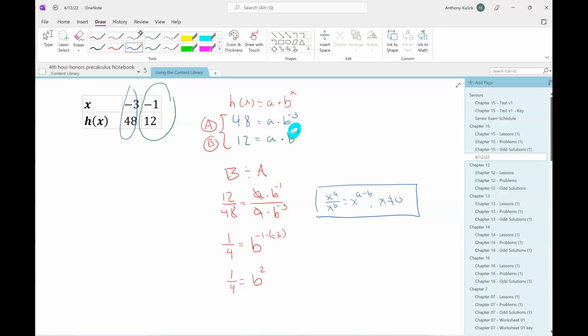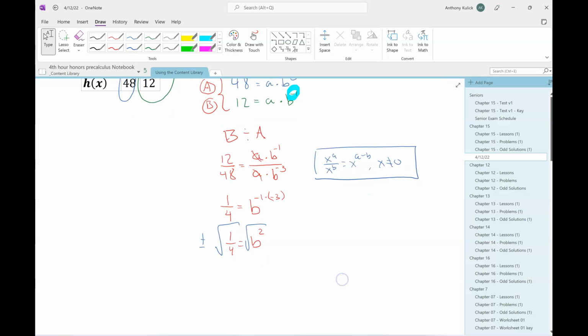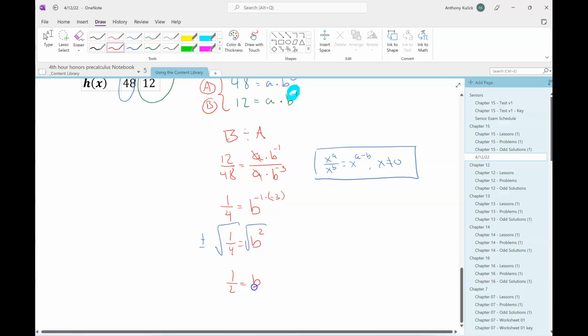How do I get rid of the squared on the b? Square root, that's good. Now, because we're doing it to both sides of an equation, we get a plus or minus, but we know b is the base of our exponential. So what do we know about b? It has to be positive, so I don't even have to worry about the minus. There's my value for b.